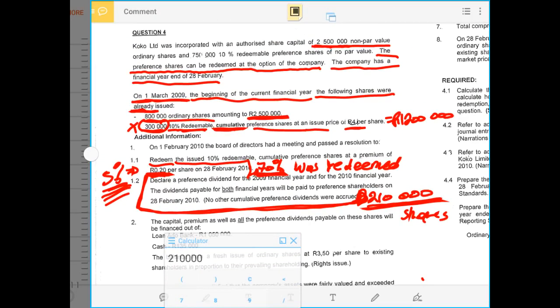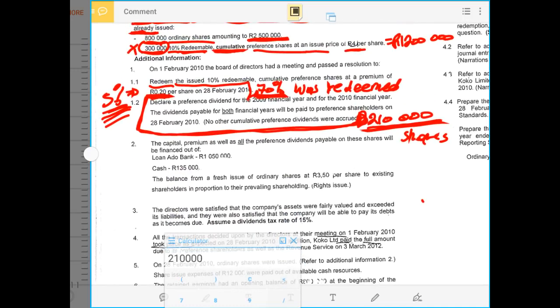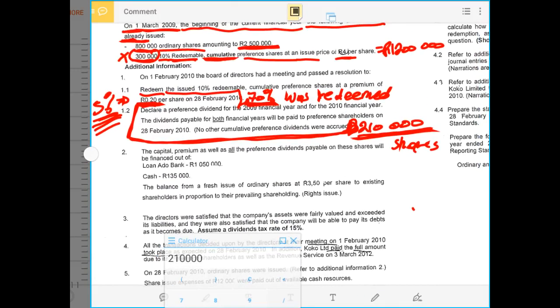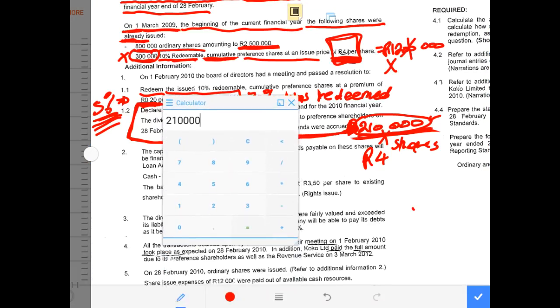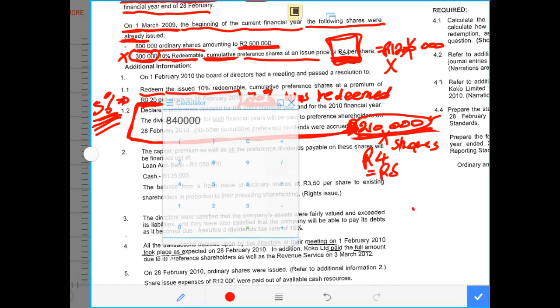Remember, in this case, the capital that is being redeemed will not be 1,200,000. In the case of 70%, it will not be the 1.2 million, but it will be 210,000 shares times 4. Where is the 4 coming from? It is the issue price, because our preference shares were issued at 4 rand per share. So we'll say 210,000, which is 70% of the shares that would have been redeemed, times 4. This gives us a total of 840,000, which is 70% of the capital.